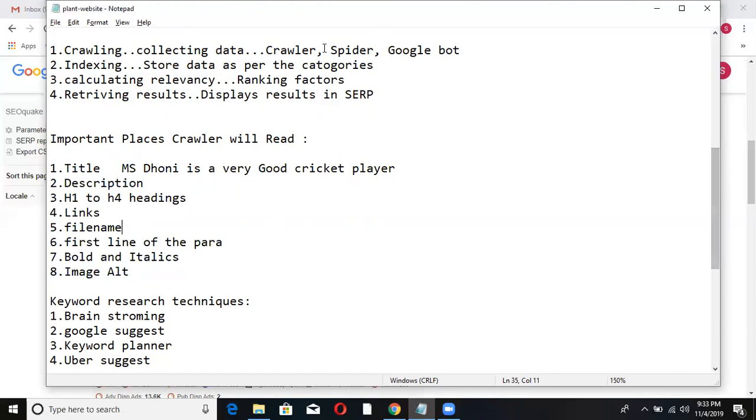First, try to understand how a search engine works, what the important places are, how to do keyword research, collect the keywords, put them on important places, and try to come on top. So how to do that? We're going to learn. Any questions in this?